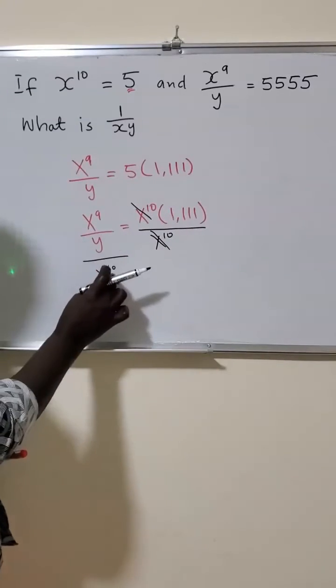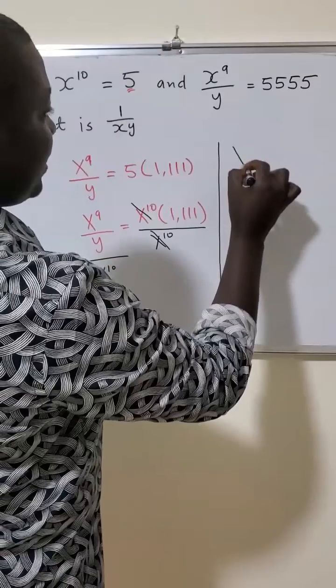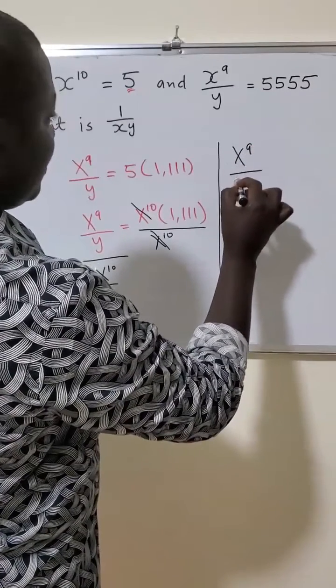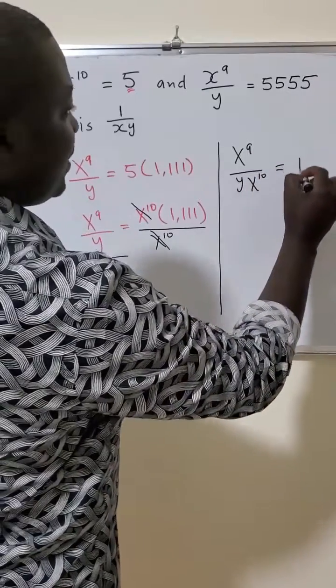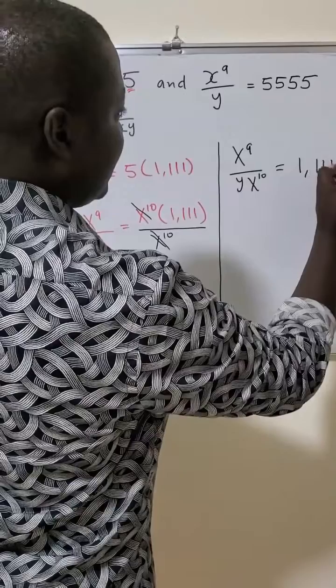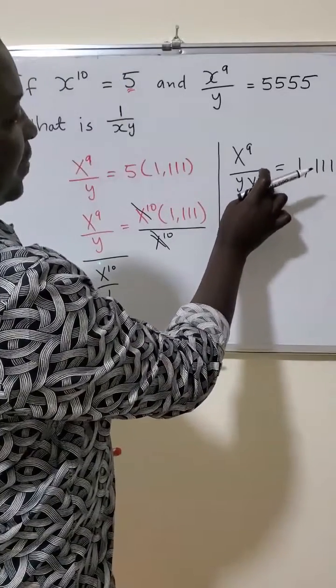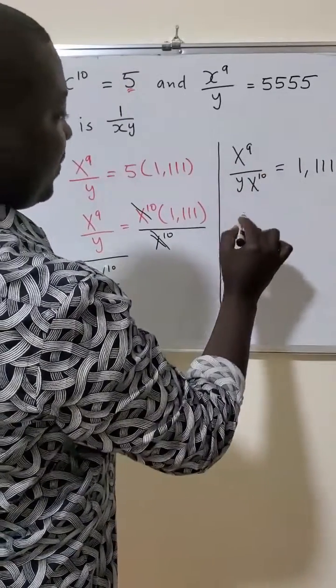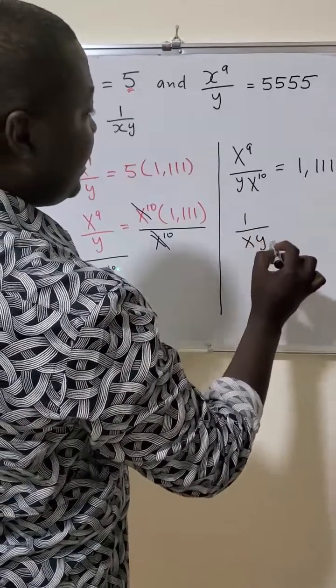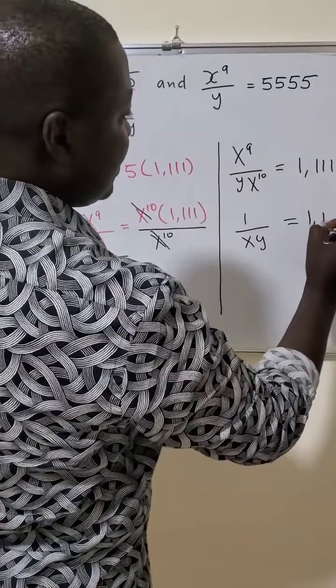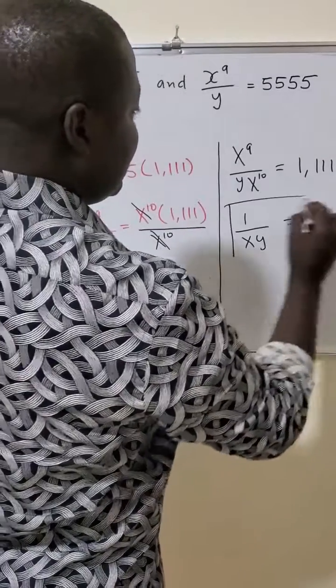This will flip, x to the power 10 will come down here. So we'll get x to the 9 over y to the x to the 10. And this equals 1,111. This will reduce this one by 9, and here will go away, so we will get 1. And we can write the x first, x followed by the y, and this equals 1,111. And that is the answer.